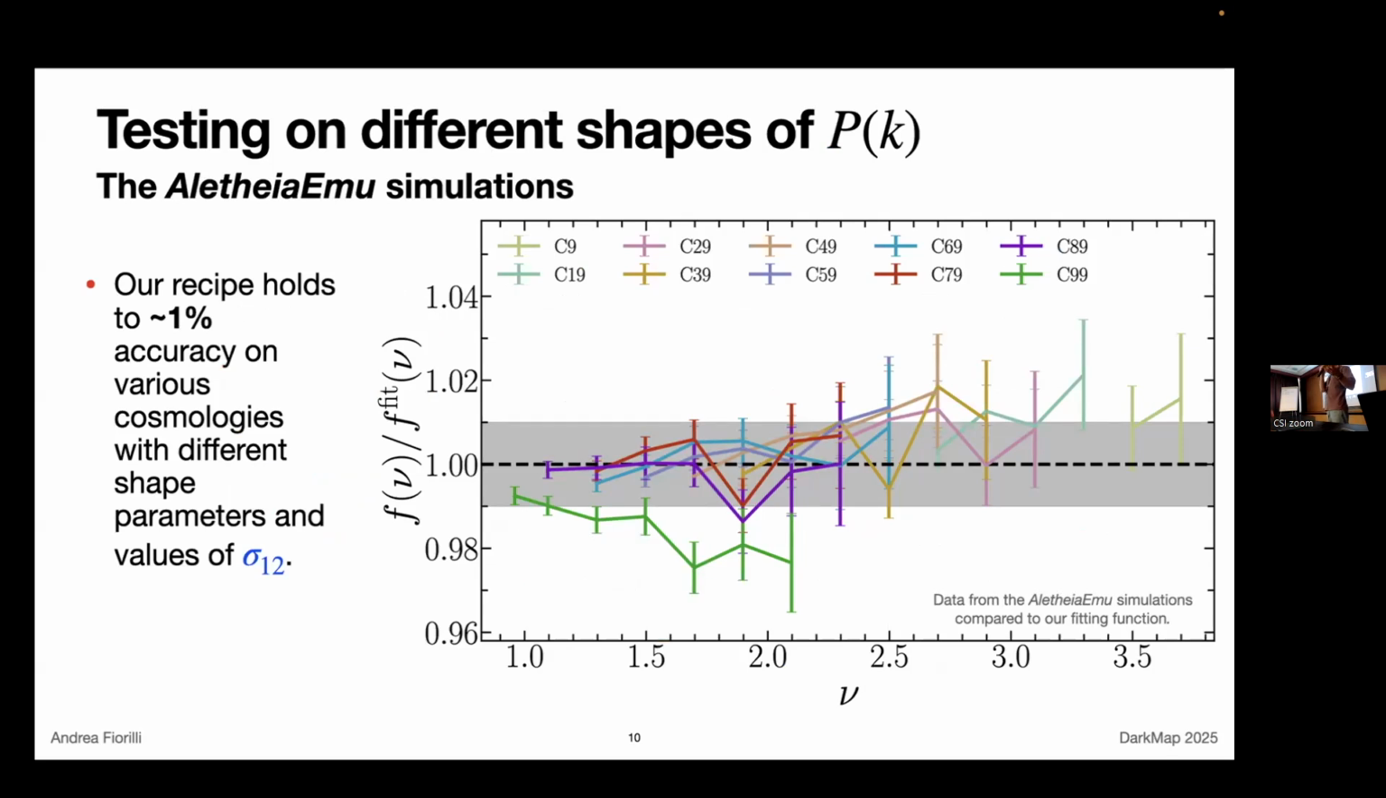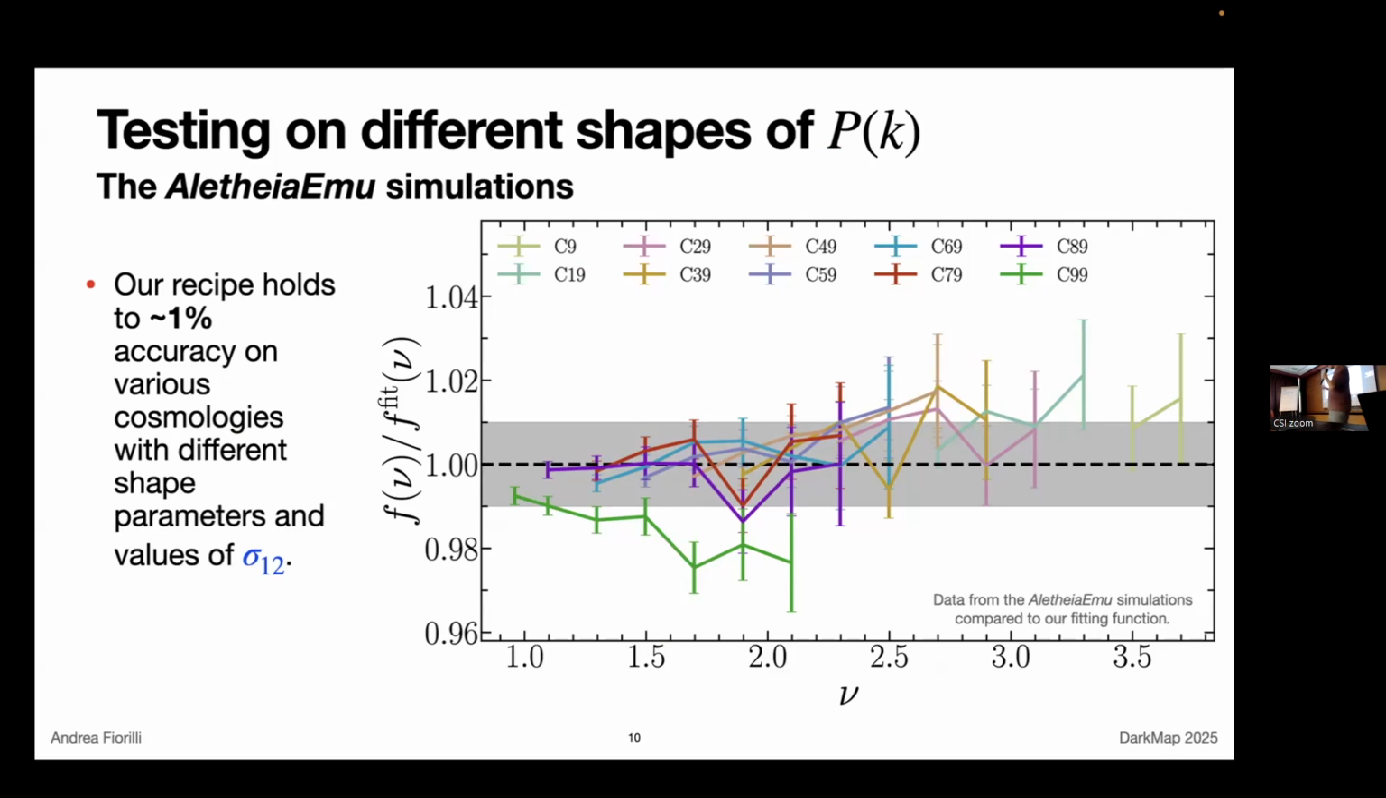Since we have this many simulations, it would be nice to build an emulator also of the halo mass function and of halo statistics in general. But just by using this subset, which features different evolution and different shapes of the linear power spectrum, the parameter space that we're opening up is wider, dimensionally speaking, with respect to the previous ones. We still retain our percent level accuracy over a wide range of redshifts, or sigma 12, if you want, and a wide range of masses.